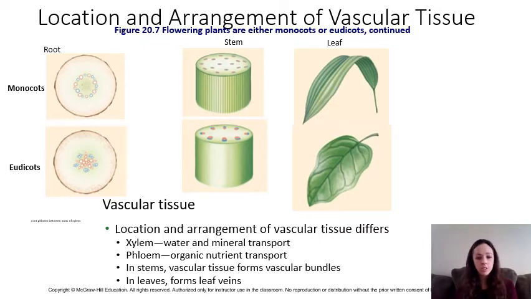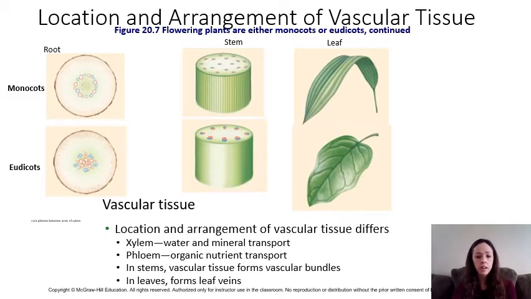In the root pictures, the xylem are going to be the red dots, and the phloem are going to be the blue dots. In the monocot root, the vascular tissue occurs in a ring around the center. In the eudicot root, the vascular tissue is located in the center. The xylem is going to form a star, while the phloem is going to be located just in the pits of that star.